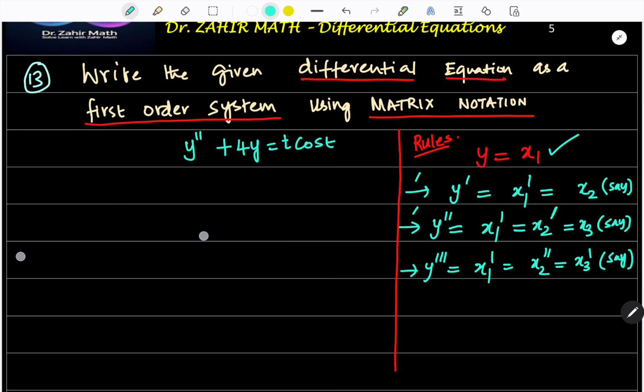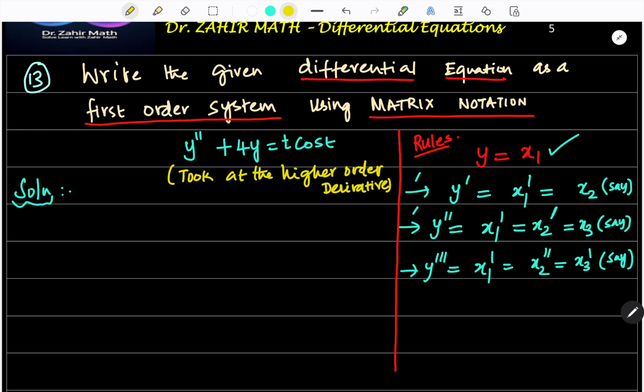So I'm going to give you some more rules here as a standard rule. Whenever a question is given, keep in your mind: look at the higher order derivative in the question. What is the higher order derivative here? Which is y double dash.